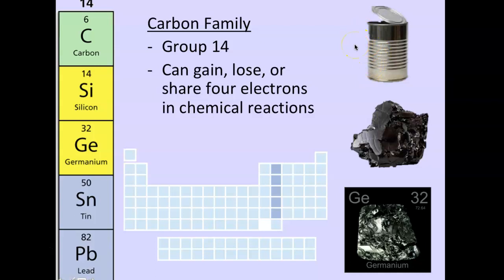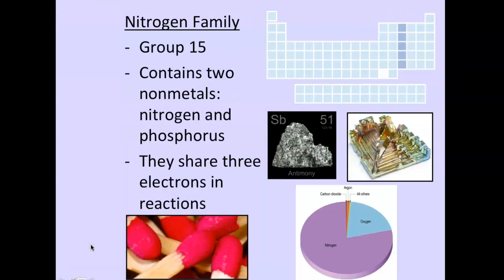Just to give you an example of a few of these, tin is something you're probably familiar with. It's a pretty common metal. We refer to these as tin cans a lot of times, which will contain soup or something like that. Silicon is going to be used in computer chips, and we'll come back to that in just a few minutes. And lead is another example that you may be familiar with as well.